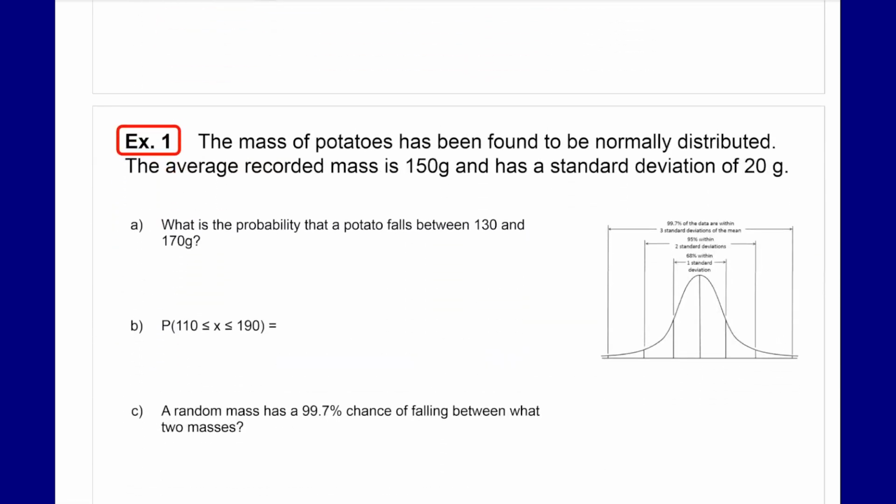So, for example, the mass of potatoes has been found to be normally distributed, so that is key. It's going to follow a normal distribution. The average recorded mass is 150 grams and has a standard deviation of 20. So if I look at an example normal distribution, we have one here. My mean in the middle is 150. 1 standard deviation away is 20 grams, so we have 170, and that's plus 1, minus 1, it's 130.